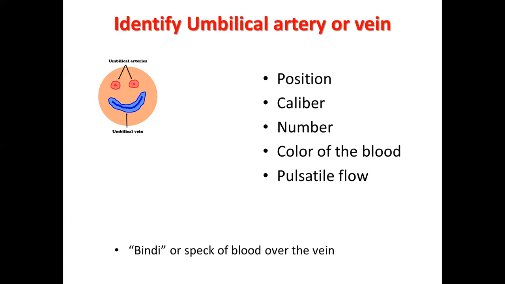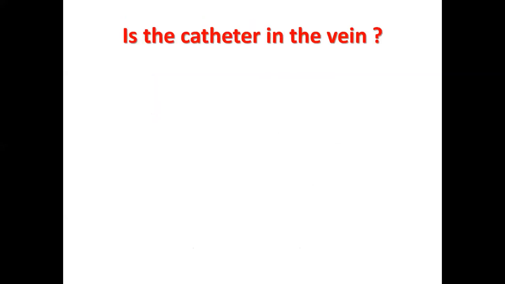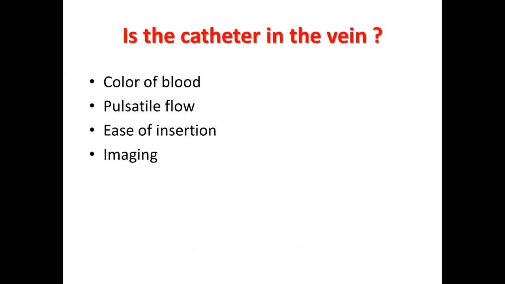Now, having identified the umbilical vein and introduced the catheter, how are we sure that we are in the vein and nothing else? Again, we think of the color of the blood, the pulsatile flow, the ease of insertion, and maybe imaging techniques. But the tip of the day for identifying that the catheter is in the umbilical vein in the delivery room is that you should be able to palpate it in the supra-umbilical space. It will roll between your fingers and you know you are definitely in the vein. So these are small tips which will ensure that you are 100% in the vein and nowhere else to administer the medications.